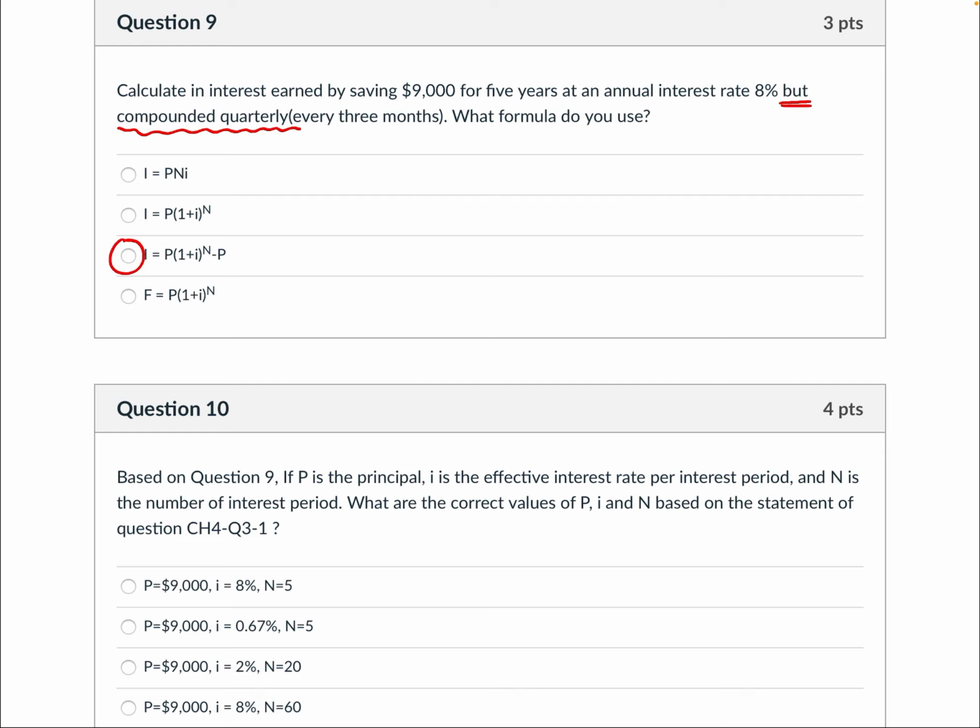But the values for those variables are going to be different. So P, of course, is still the principal investment. It's 9,000. But what is the I? I is the effective interest rate per interest period. Okay, but in the problem statement, this annual interest rate of 8% is a nominal interest rate. It's not interest rate per period. It's interest rate per year. So you need to convert the 8% per year to some percent per interest period. In this case, it's 3 months.